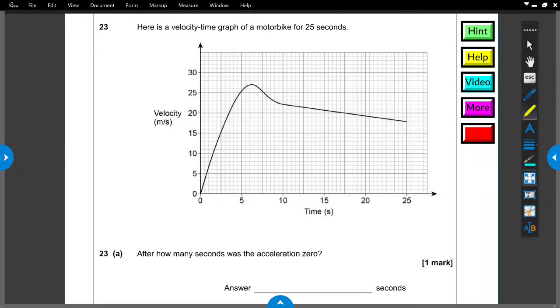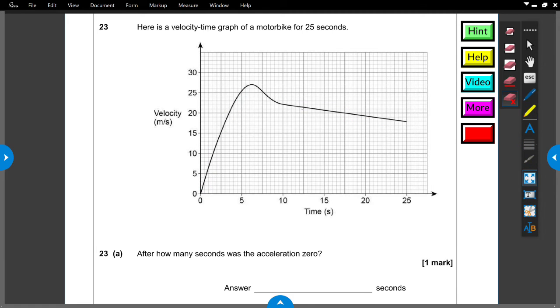Let's get our heads around what's going on here. It's starting out stationary, it's got no velocity. And it starts to get faster and faster, increasing in velocity until it peaks, and then it starts to slow down again. And it steadily decreases in speed until the end.